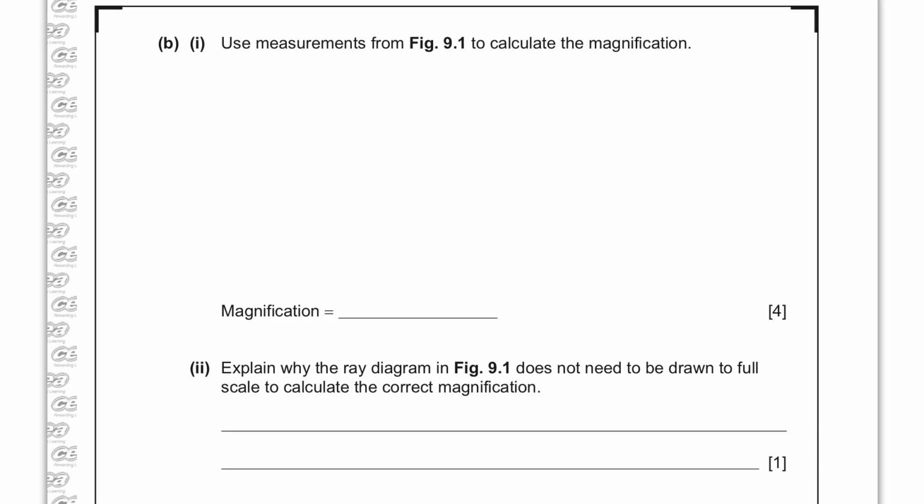Part B, use measurements from 9.1 to calculate the magnification. Okay, so we need the image size and object size to get magnification, height of the image, height of the object. So we should measure those from the diagram. So with an object height of 3 and an image height of 1.6, we've got M, the magnification, is HI over HO. Subbing that in, we get a magnification of 0.53.